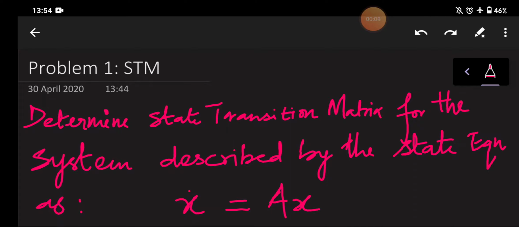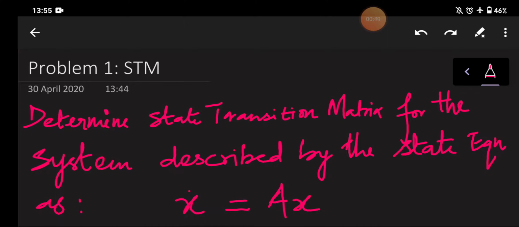In the previous video lecture, we covered the state model of a multiple input, multiple output type of system. Then we saw what is STM, that is state transition matrix. Today we are going to solve a problem based on the previous video lecture, where we have to determine the state transition matrix for a system.